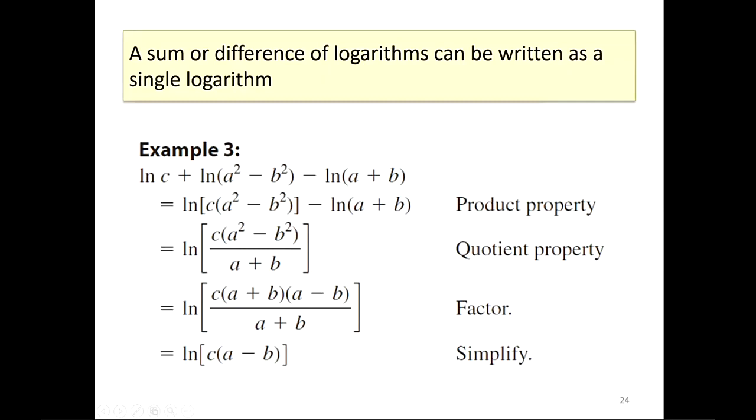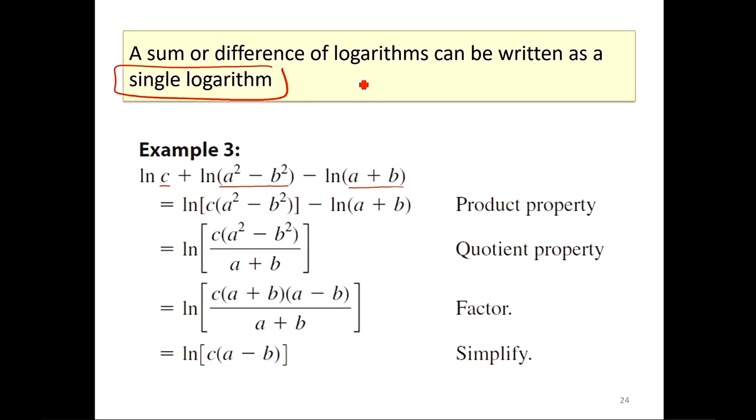Now, if we need to sum or difference logarithms to be written as a single logarithm, so we have many logarithms, or ln, we need to put them in one single logarithm. Look at this, we have c times x square minus b square, a plus b, but you must check the outside of the ln, whether it is positive or negative. If we have plus ln, this is in the numerator directly.